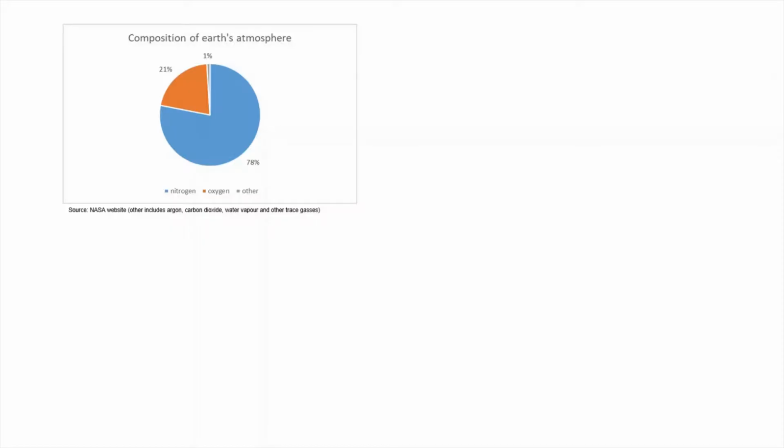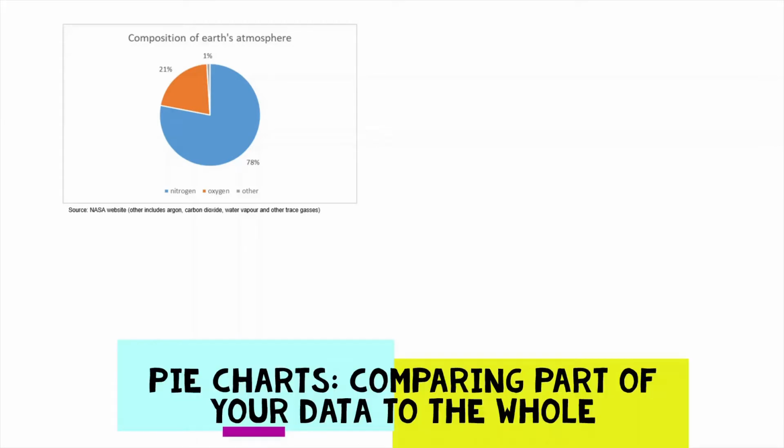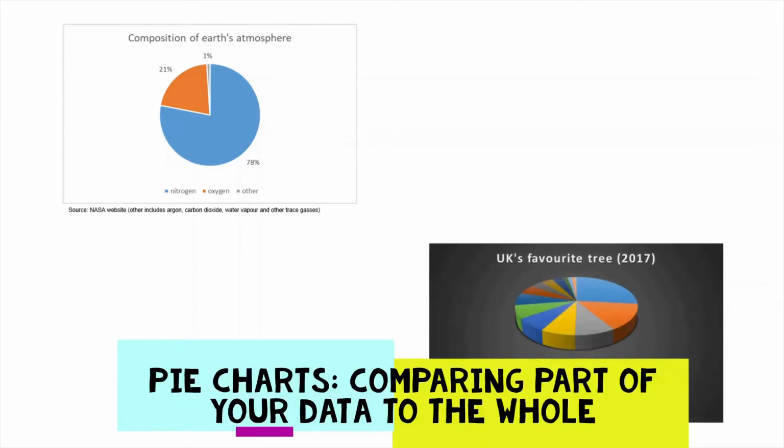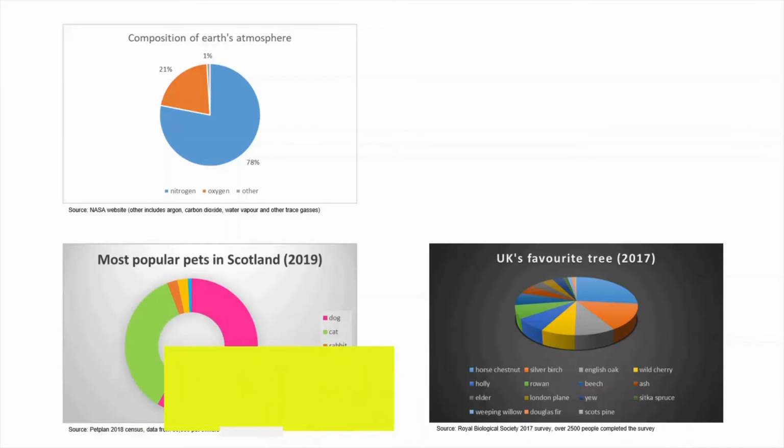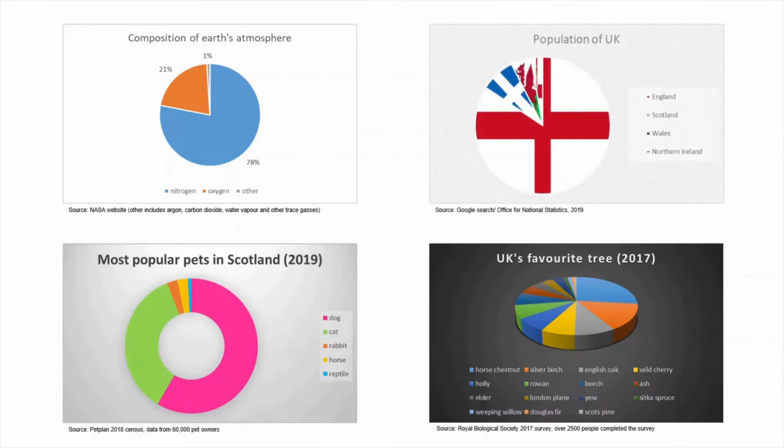Pie charts are circles with slices of different sizes cut out like a pie, where each slice represents a portion of your data and all of the slices together add up to make all of your data. This means they're particularly useful when trying to compare one part of your data to everything else. We're going to use our pie chart to show how one part of our data, the ash trees, compares to everything else in our data set.